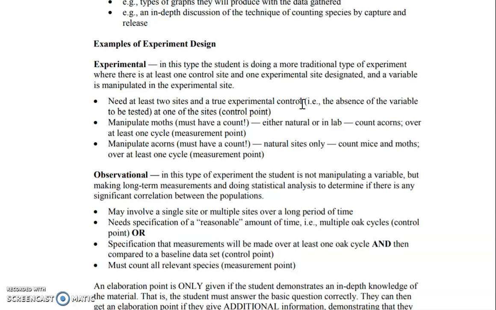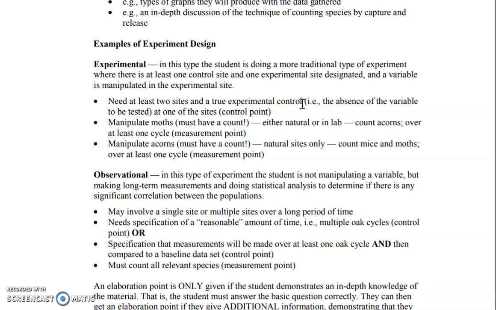So you can manipulate the moths. You can have a count of the moths, either natural or in the lab. Count the acorns over at least 1 cycle. You can manipulate the acorns, natural sites only. Count the mice and count the moths over at least 1 cycle, 1 measurement period. But keep in mind, they're looking for you. Both questions look for you to have 2 sort of experiments and 1 that's controlled.